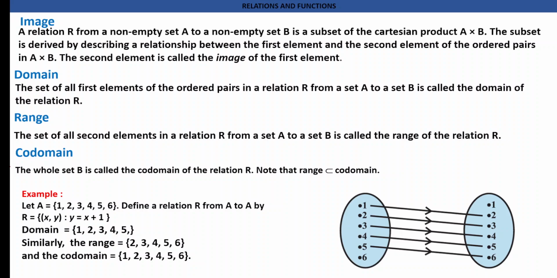Therefore the domain is 1 to 5. When we are relating here, which X values are valid? This one, 1 to 5. So the domain is 1, 2, 3, 4, 5. And similarly, the range is from the other set here. What are the elements we have captured here? 2, 3, 4, 5, 6. So this is the range. The codomain is 1 to 6.